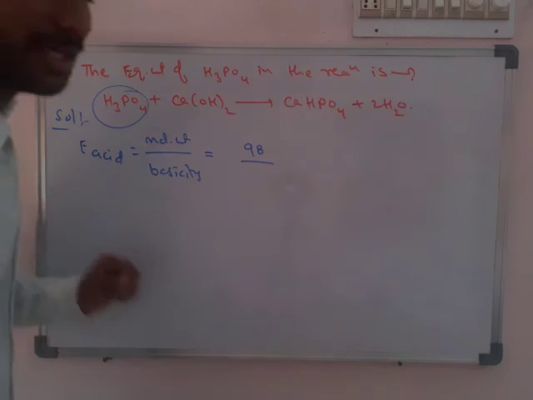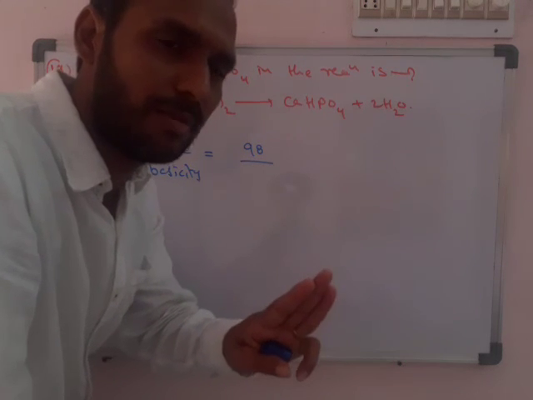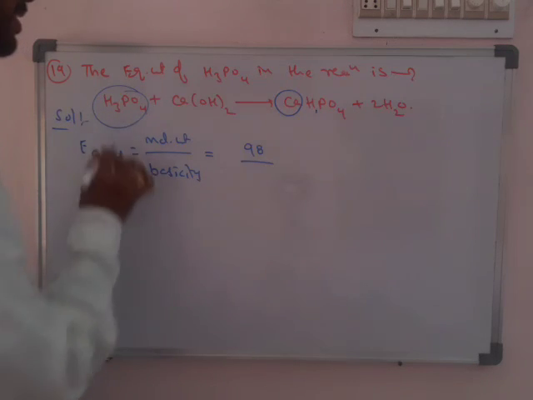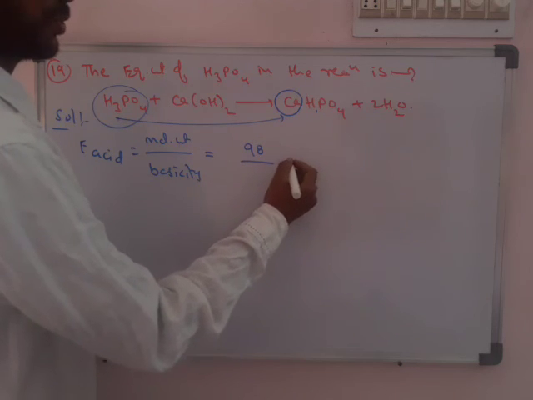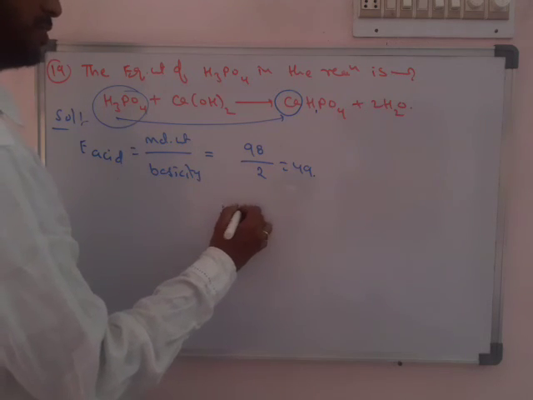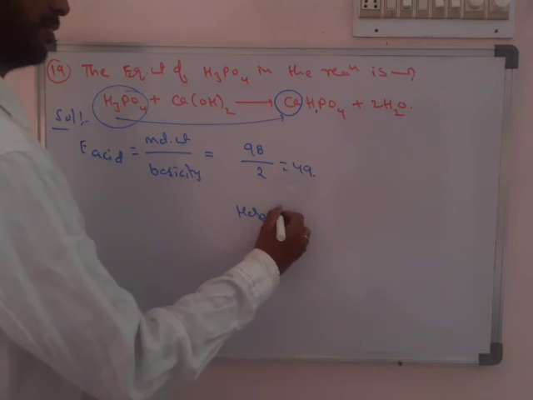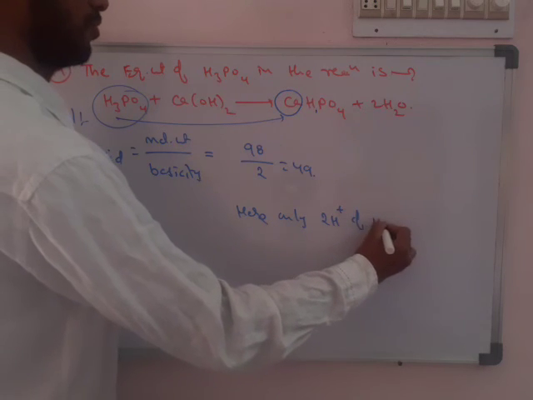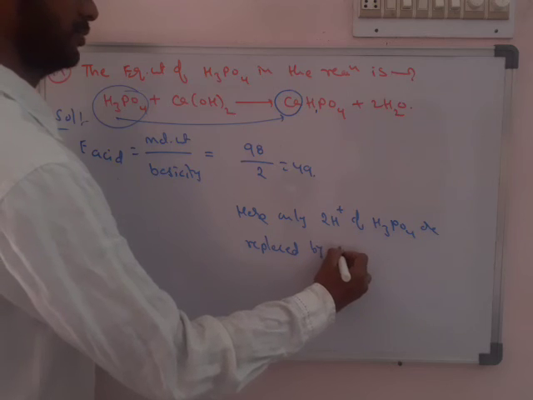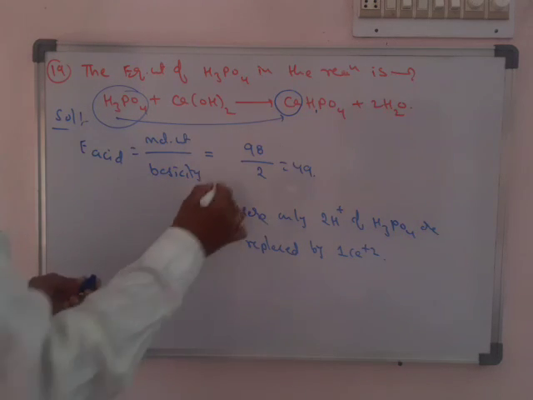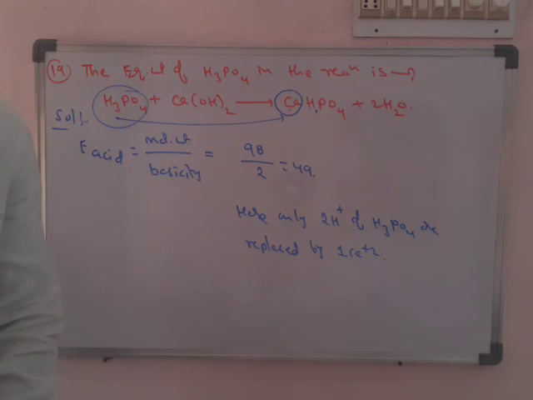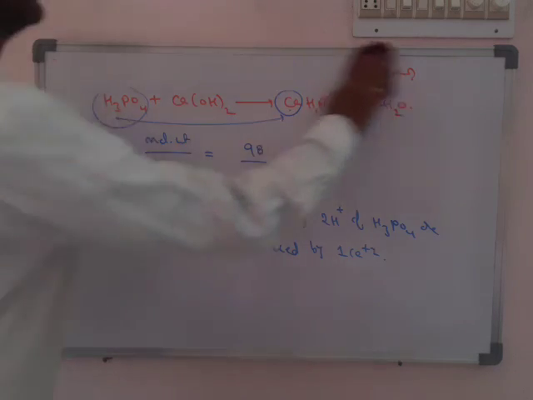Basicity we define as the number of replaceable H+ ions. Here it has three replaceable H+ ions, but only two hydrogens are replaced. The two H+ ions are replaced by one calcium+2. So there is replacement of only two H+ ions, so its molecular weight by 2. Even though it has basicity 3, in this particular reaction only 2 hydrogens are replaced. That's why its basicity is taken as 2. So here we can say it acts as a dibasic acid in this reaction.